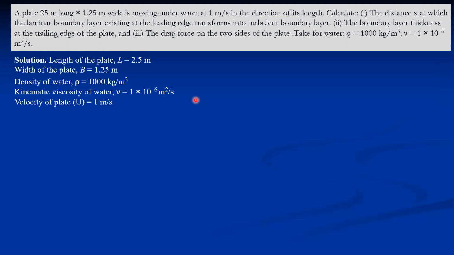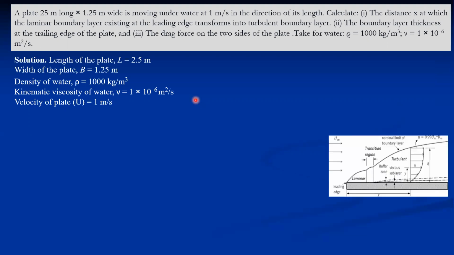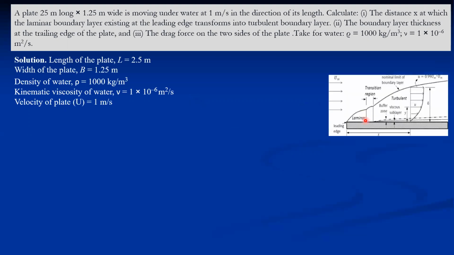the laminar flow transforms into the turbulent flow. So this is the case. This is the distance x where the laminar flow transforms into a turbulent flow. So this distance is called the critical distance. As per the condition, the critical Reynolds number here is 5 into 10 raised to 5. It varies from 3 to 5, but we consider 5 into 10 raised to 5.